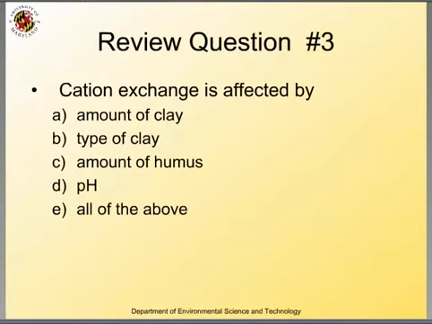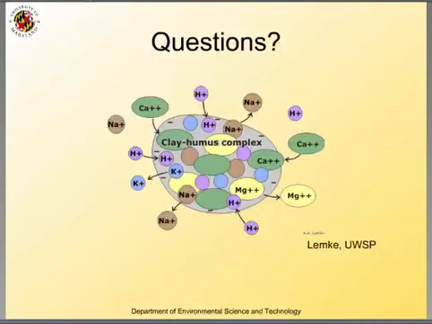Okay, review question. Cation exchange capacity is affected by which of the following? Amount of clay, type of clay, amount of humus, pH, or all of the above? All of the above. Exactly.